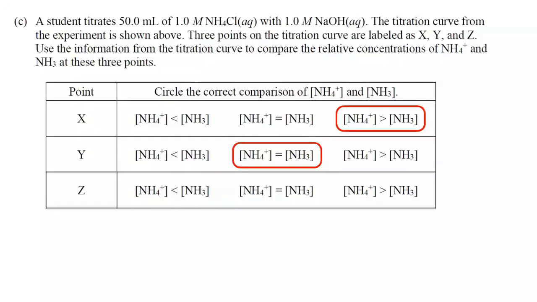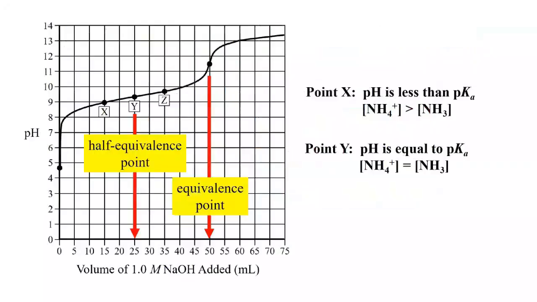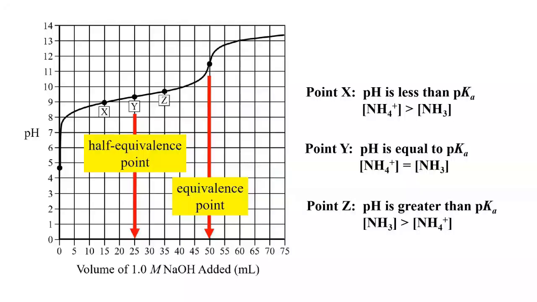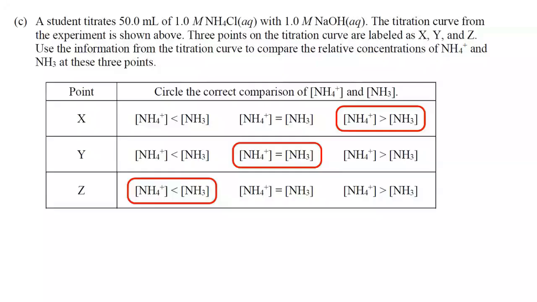And now you can already anticipate what's going to happen for point Z. So now at point Z in the titration curve, since the pH is greater than the pKa, then there should be a higher concentration of the conjugate base as compared to the conjugate acid. So now at point Z, the concentration of the base, ammonia, should be greater than the concentration of its conjugate acid, NH4+. All right, so that is the answer to part C.